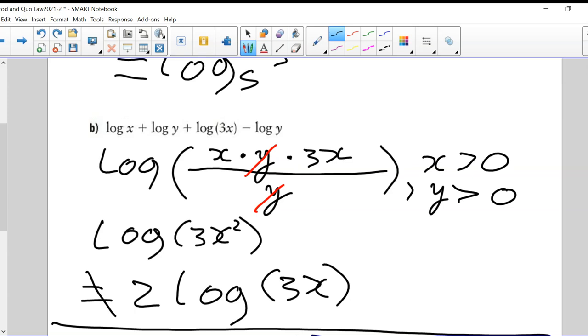And can it be 1? Well, yeah, you could find the log of 1. That's okay. Just that the log of 1 is 0, right? So it's okay to find the log of 1, but the log of 1 is 0. All right, so anything that's positive, as long as it's positive, you're good.